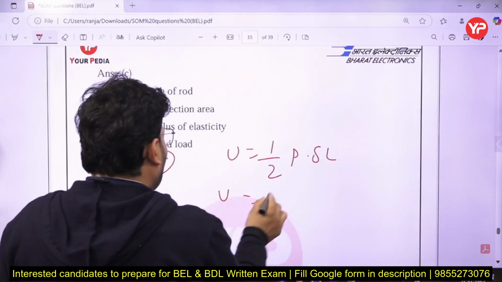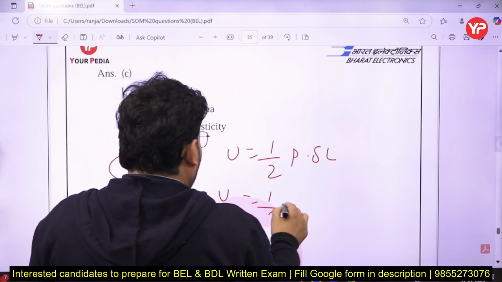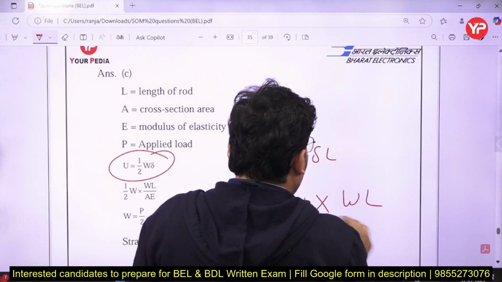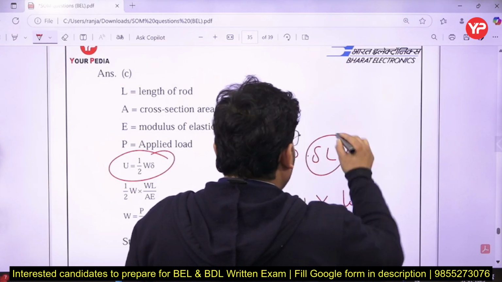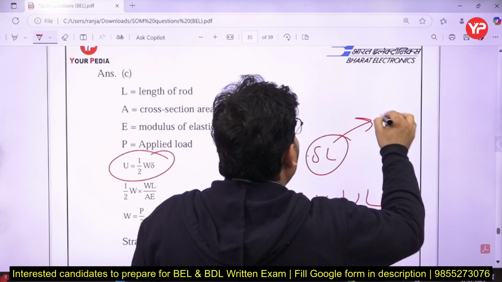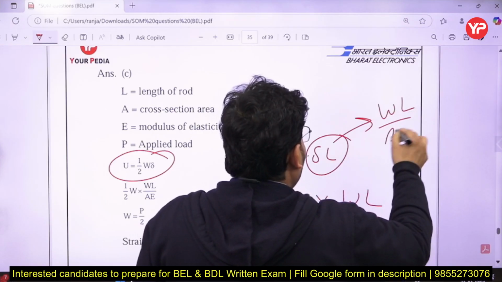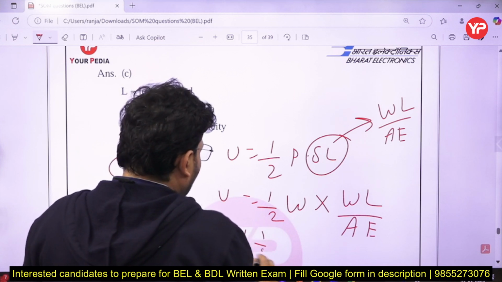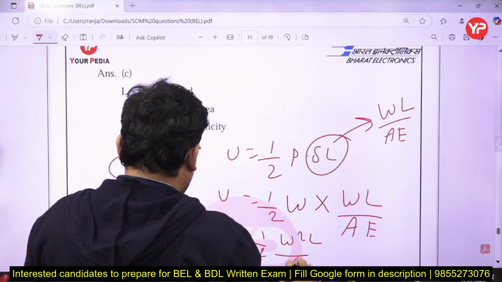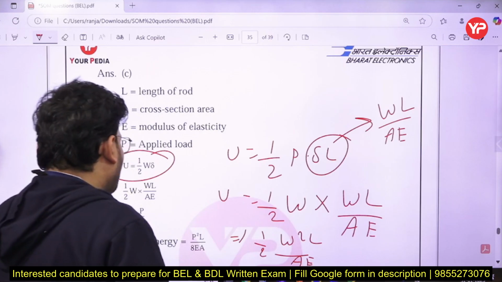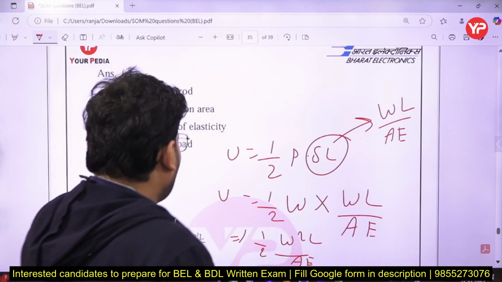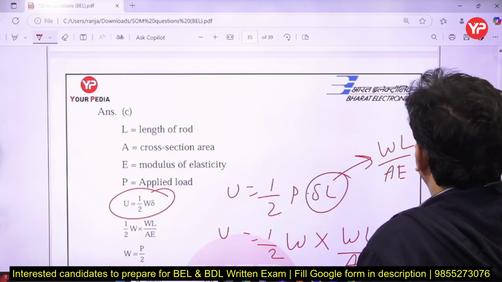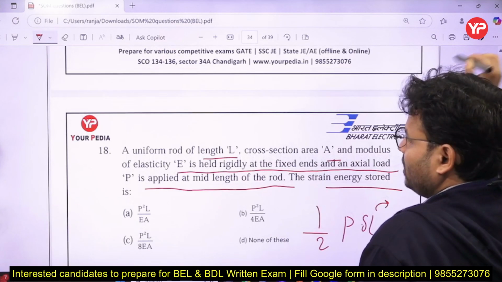So we can say U equals half, P is W, and what is the change in length? PL upon AE. So we can say WL upon AE. In case of a prismatic bar, change in length is PL upon AE, instead of P, W is there, so WL upon AE. Just put that value. So we can say half W square L upon AE.